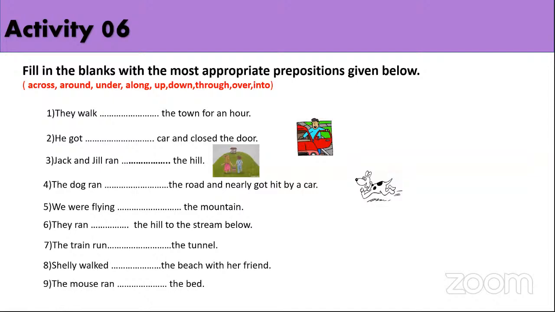Shall we discuss? First one, they walk around the town for an hour. You know, in Sinhala we say it like that. They walk around the town for an hour. Next one. He got into the car and closed the door. Into the car. Jack and Jill ran up the hill.